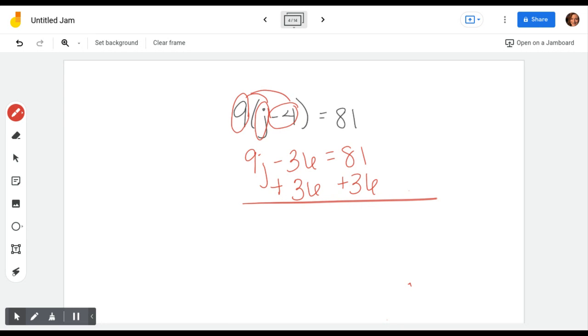So add 36 to both sides. I'm going to go straight down my columns. So on the left, I still have a 9J. Those cancel. On the right, add those together and you get 117. The opposite of multiplying by 9 is dividing by 9. So J equals, 9 would go in there 13 times. And like with any equation, you can always plug that back in place of your J and make sure that it really does come out to equal 81. Make sure it's a true sentence that makes sense.